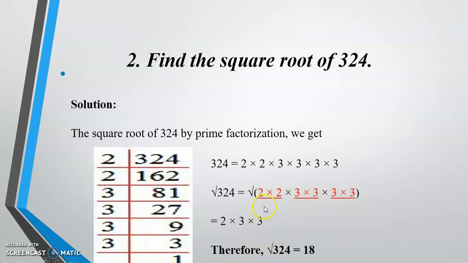Same happens here. 2 times 2 a pair, 3 times 3 a pair, 3 times 3 another pair. Pick out one of these 2, one of these 3, and one of these 3, making 2 times 3 times 3, giving us 18. Telling us that the square root of 324 is 18.